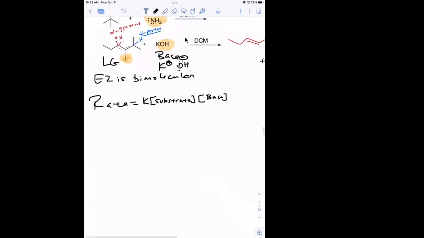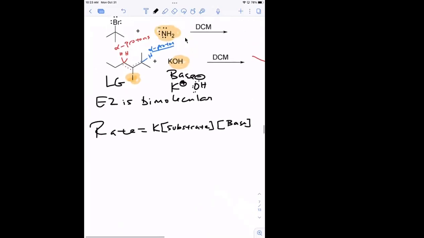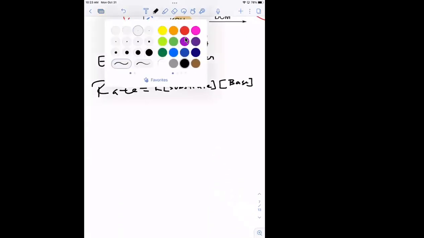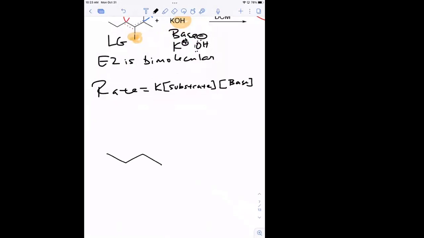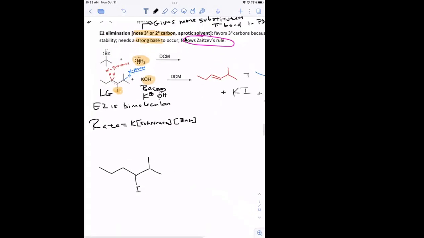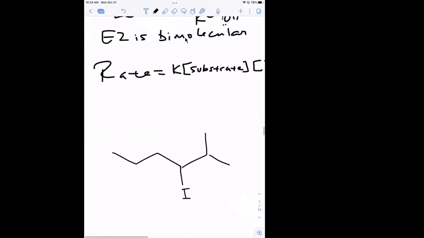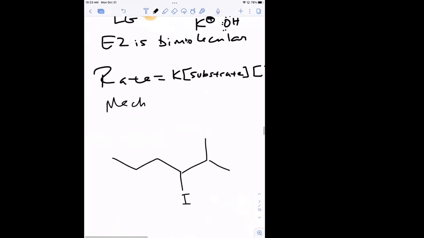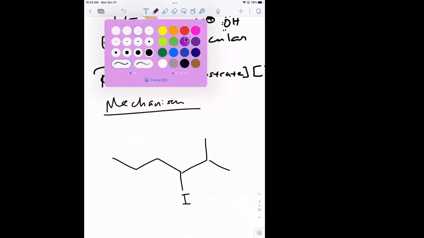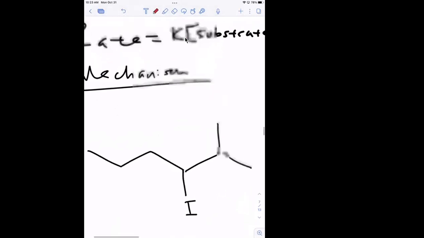What side do you want to do first? Does it matter? All right, let's do the red side first. So here's my iodine. I'm going to put those red protons in. We're not worried about the O.